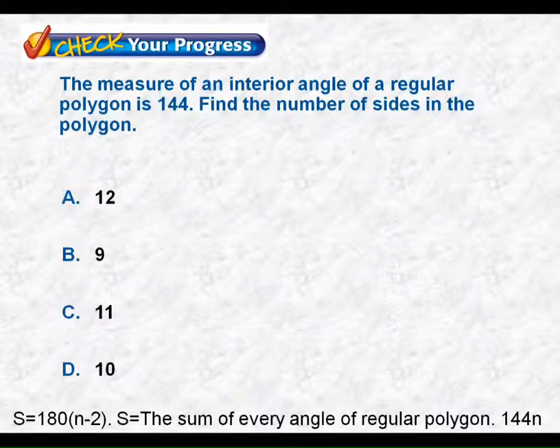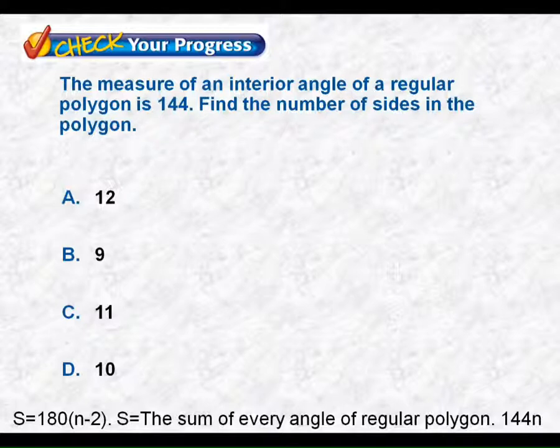So, for example, let's say I told you an interior angle of a regular polygon is 144. Now, what it means to be a regular polygon is that all the sides and all the angles are the same. Meaning if one side is 5, all of the sides are 5. If one angle is 20, all of the angles are 20 degrees. Okay? So I know all of the angles are going to be the same here. But all I tell you is that one of the interior angles is 144 degrees.